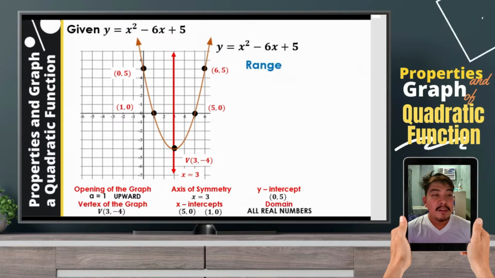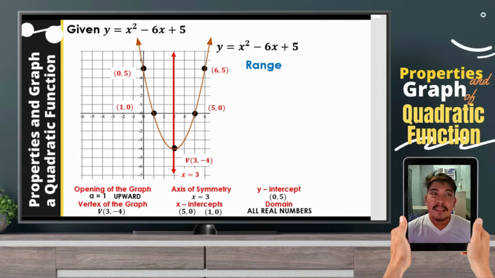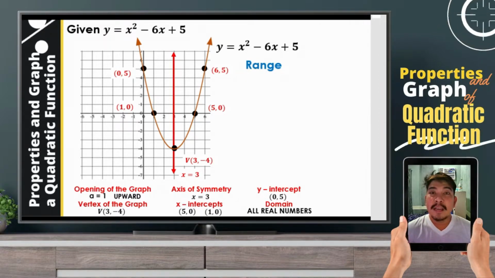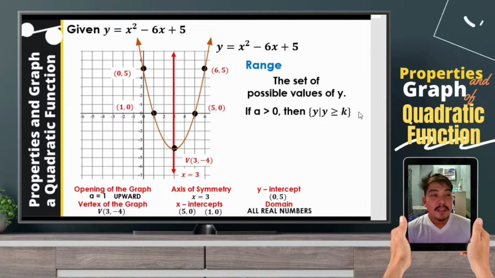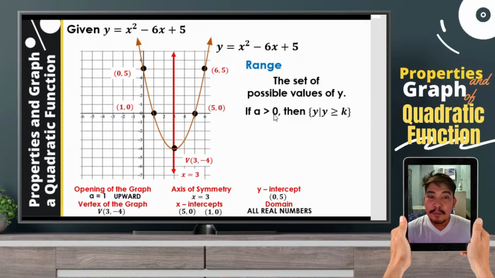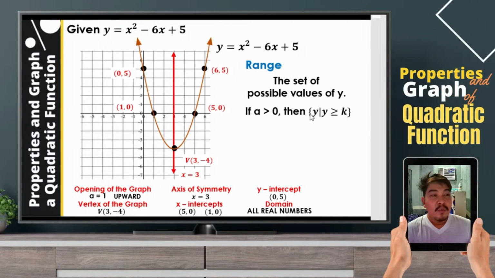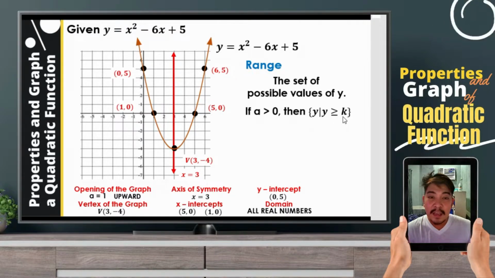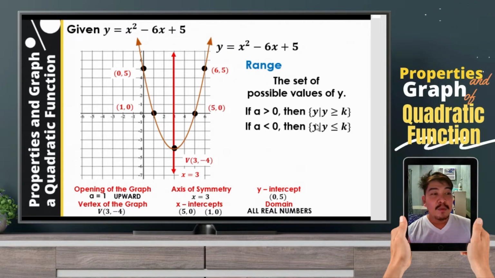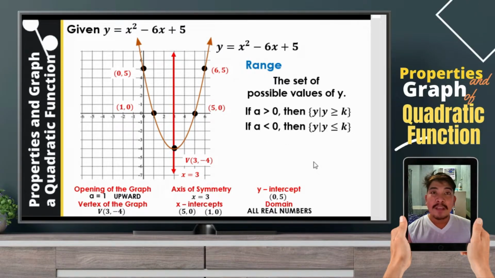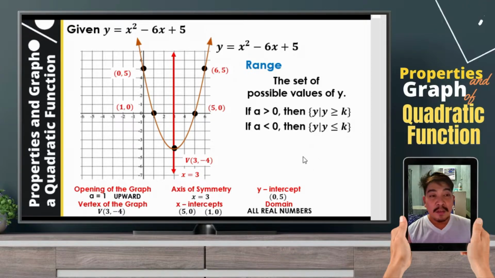Okay? So next, for the range, since the domain is the set of all possible values of x, the range is the set of all possible values of y. But this time, we need to consider the following conditions. If the value of a is greater than 0, meaning it is positive, then we will be using this notation: all values of y such that y is greater than or equal to k. And if the value of a is less than 0, meaning it is negative, then we will be using the second notation: y such that y is less than or equal to k.